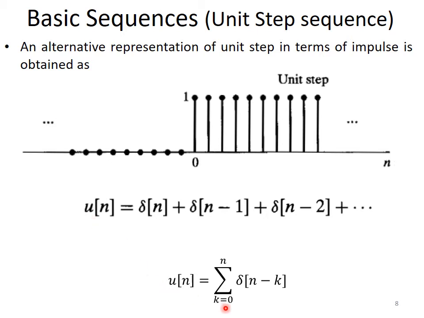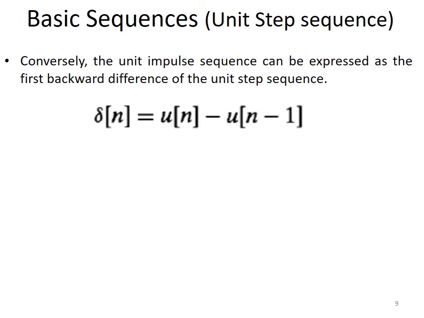Or in general, k equal to 0 to n, delta n minus k. So unit impulse sequence can be expressed as the first backward difference of the unit step sequence, as given in this equation. If you remember, the backward difference is the current sample minus the last sample. That is called the backward difference. So unit impulse can be represented as backward difference of two step functions, two step samples.